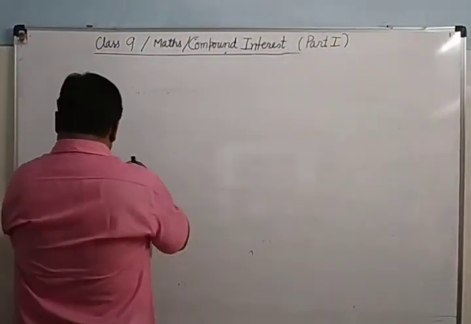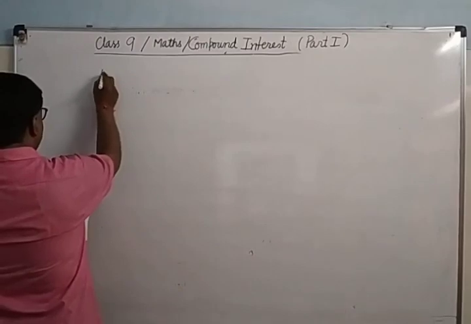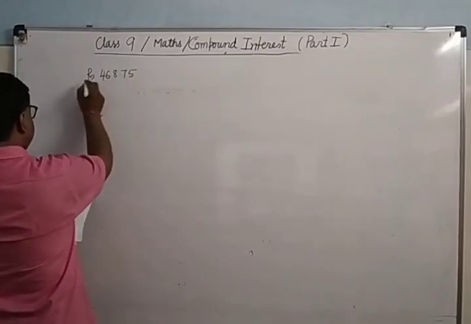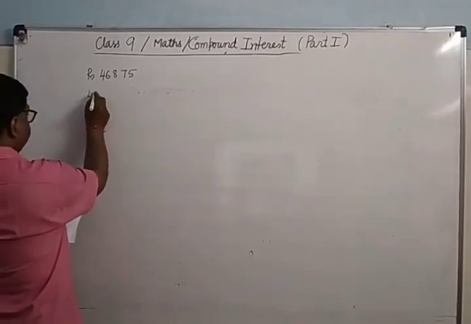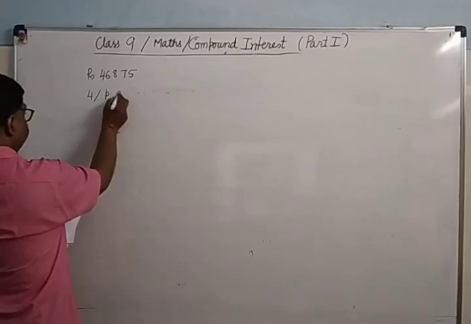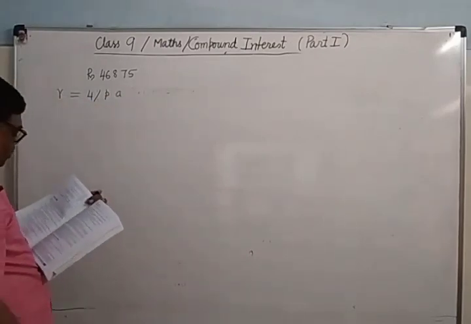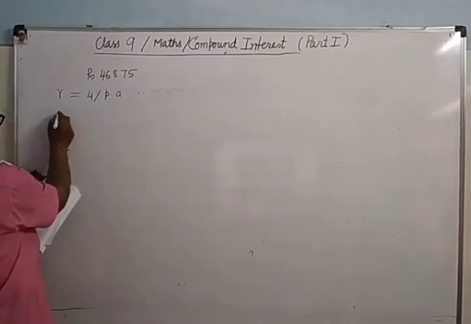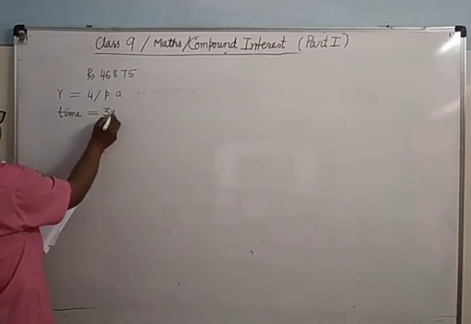Now you can see here, question number 2. A man invests rupees 46875 at 4% per annum. 4% per annum means this is the rate of interest. Per annum compound interest for 3 years. Here the total time is 3 years. It's clear?